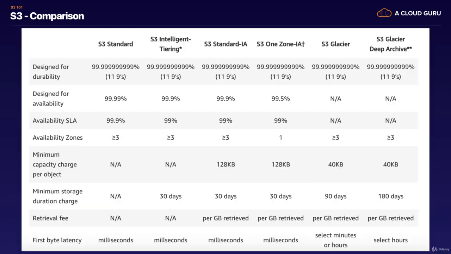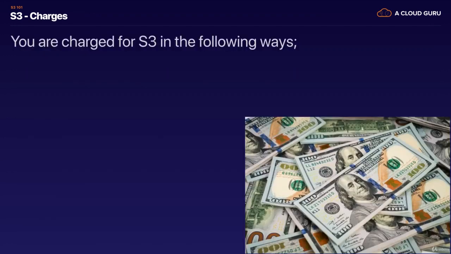And here is a table that compares the different storage tiers. The thing that you should really note is the first byte latency. That's how quickly you'll be able to access your data. It's milliseconds for everything apart from S3 Glacier and Glacier Deep Archive. So it can be minutes or hours, or up to 12 hours if you're using Deep Archive. So bear that in mind as well.